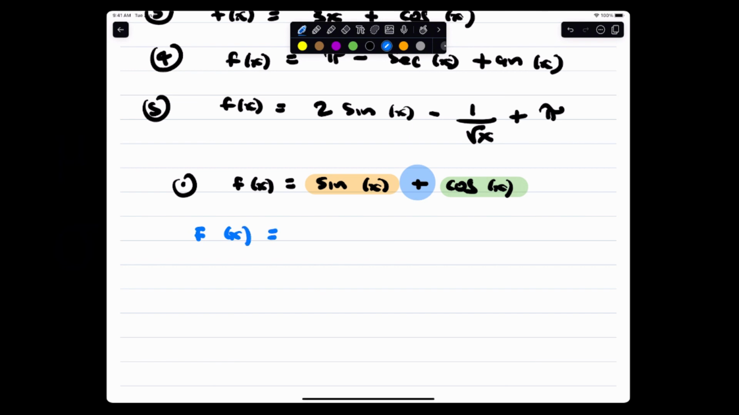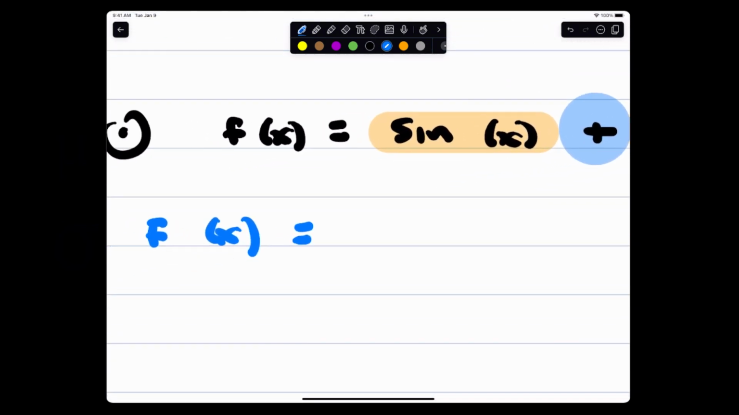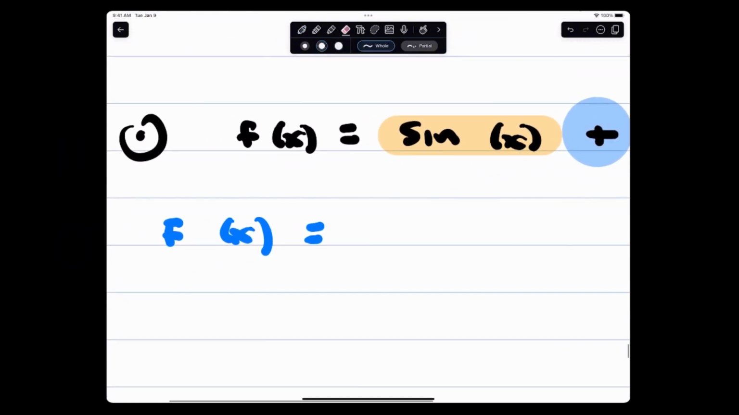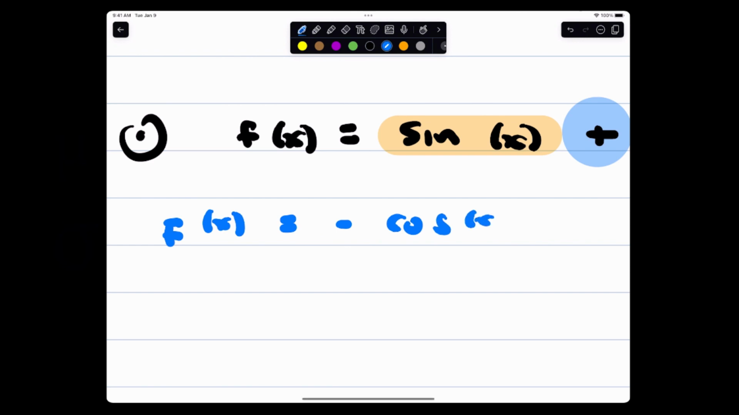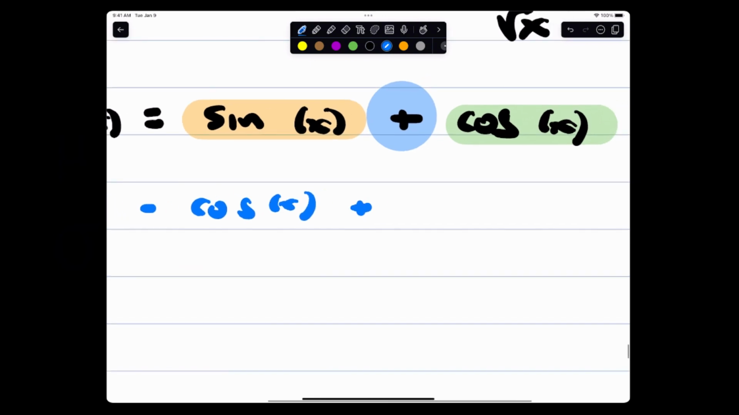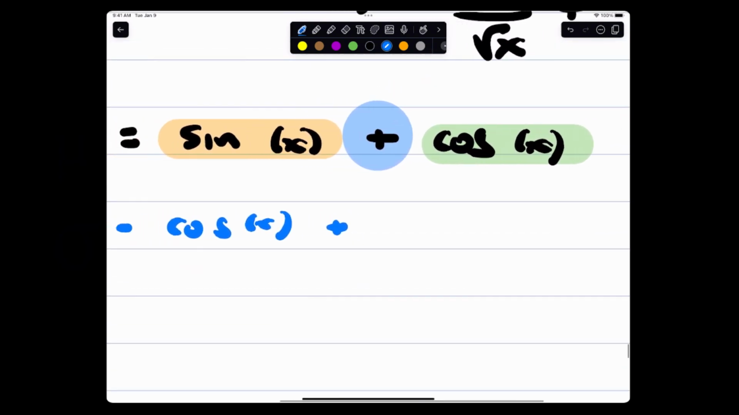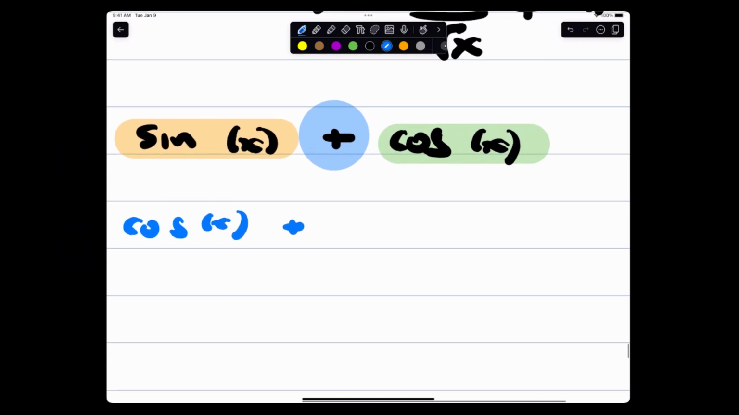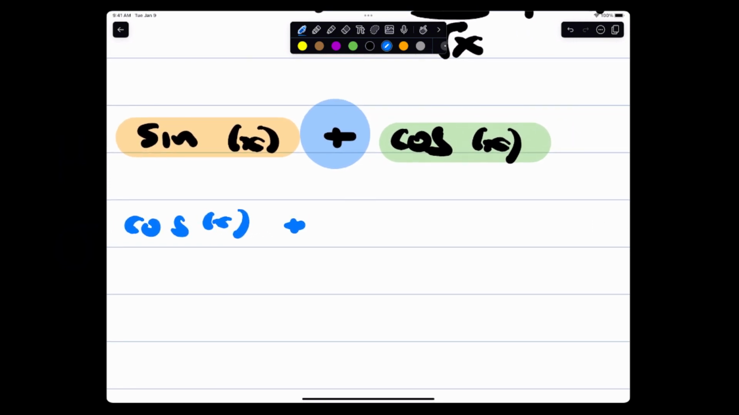You have to know, what's the antiderivative of sine, first of all? Is it negative cosine? The derivative of cosine is minus sine. You're right, it's negative cosine. You guys okay with that? And then don't forget, what about this plus? This plus is there, but you need the antiderivative of cosine. What's that? Just sine.